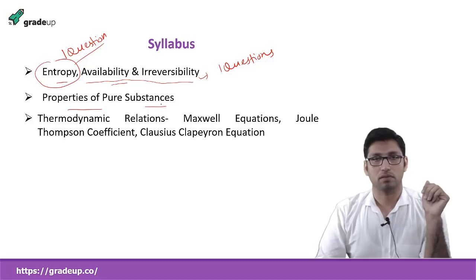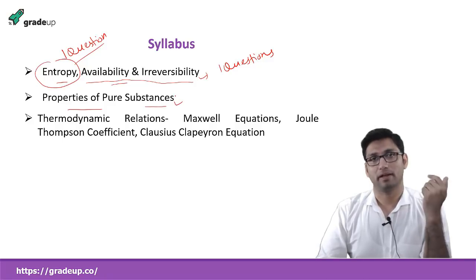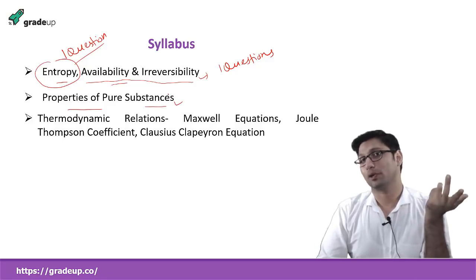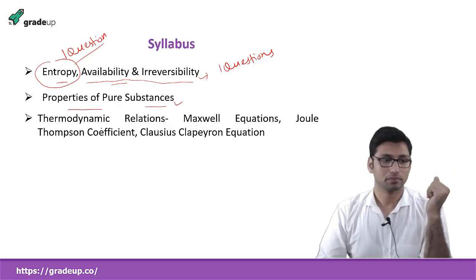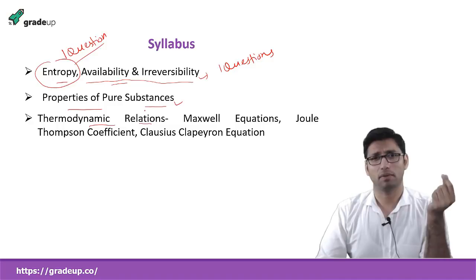Properties of pure substance. There may be one numerical based on this or a theory question. So it is important. Next is thermodynamic relations. This is mostly from a theoretical point of view. It is very important, where you will have to study the four Maxwell equations.